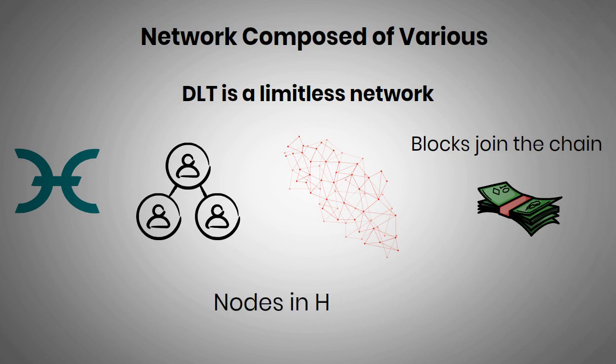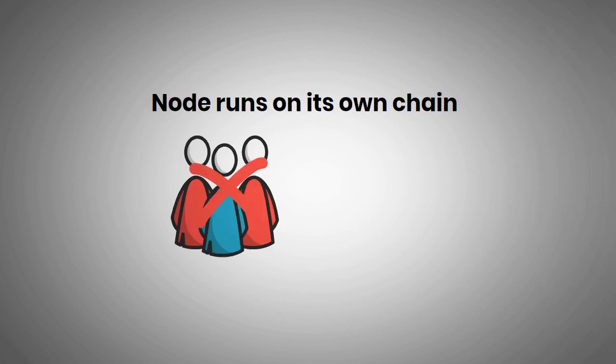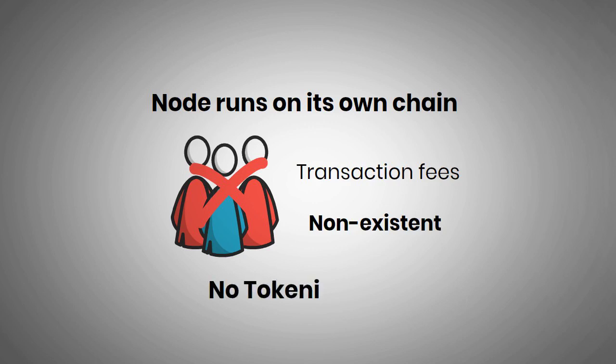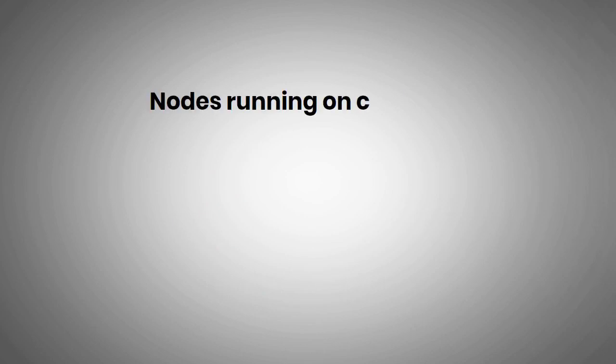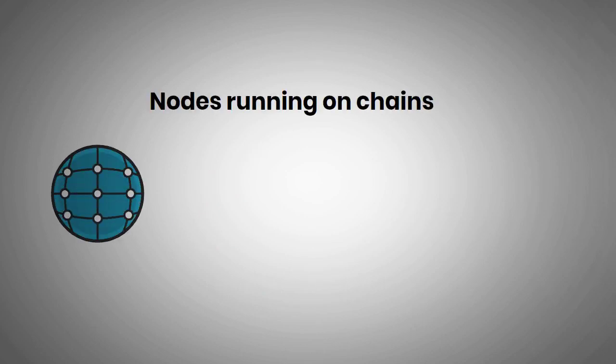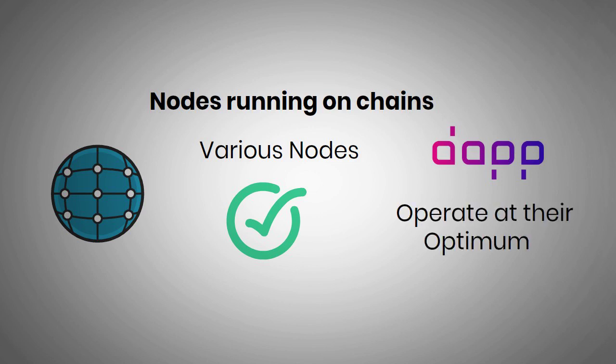On the contrary, nodes in Holochain run on their own chains. Therefore, there is more room for computations. Each node running on its own chain in Holochain implies that there is no need for miners. As such, transaction fees are almost non-existent. Further, this means no tokenization on the platform, but rather smart contracts rule the space. Nodes running on their own chains imply that they will process ledgers that solely belong to them. This way, the relationship between various nodes on the network is trusted completely. Further, dApps have an infinite space to operate in. One can expect the dApps to operate at their optimum in all instances.